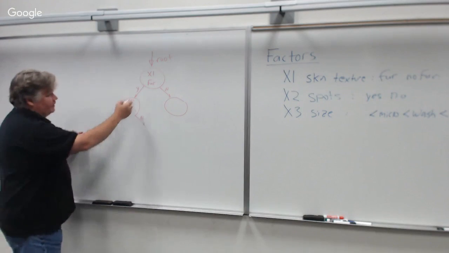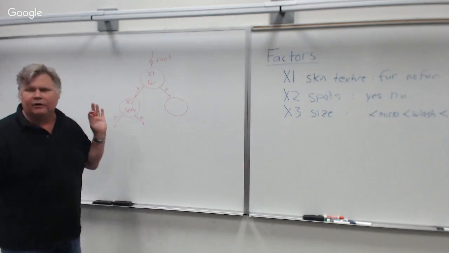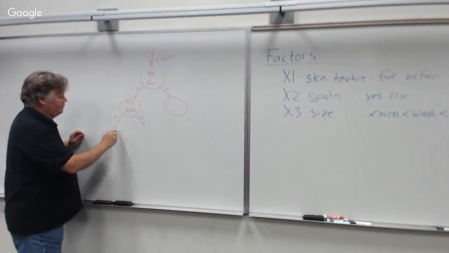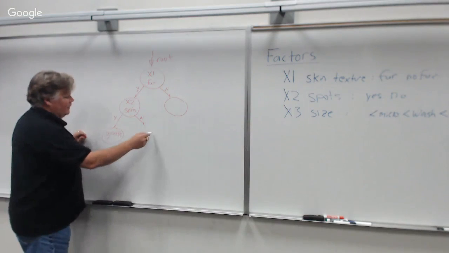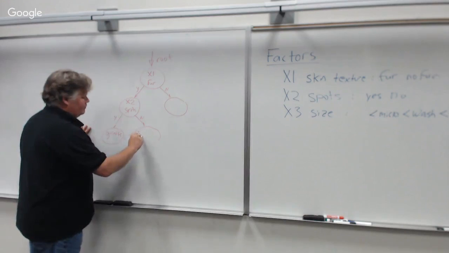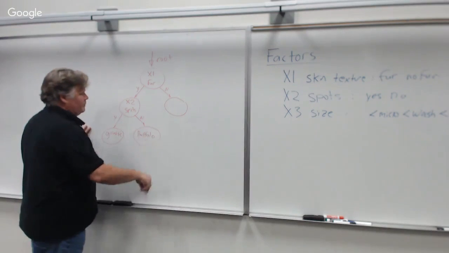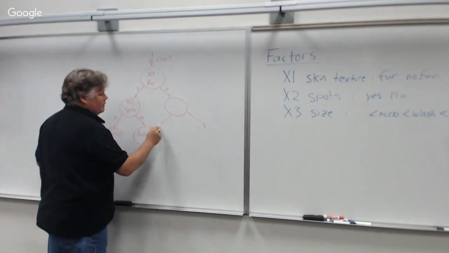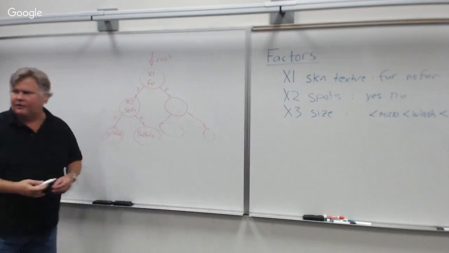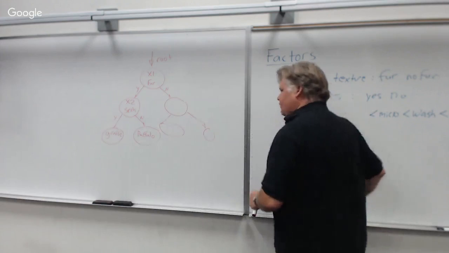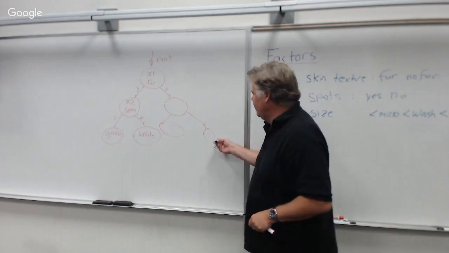But let's say we only studied a few animals, and the ones that have fur and have spots, those are always giraffes. And the ones that have fur and don't have spots, those are, say, buffalo. And similarly, we might have more branches down this right-hand side, and these last nodes are our leaves.